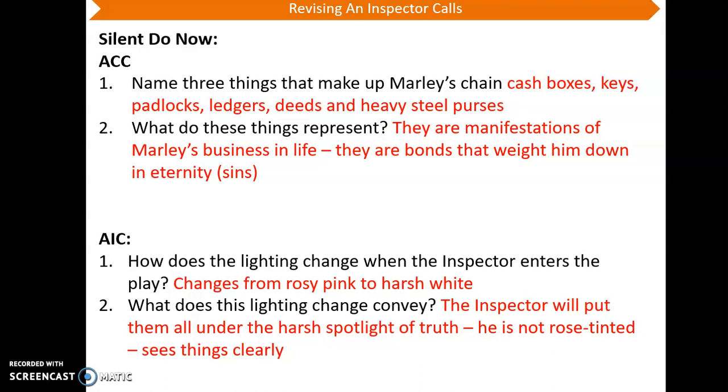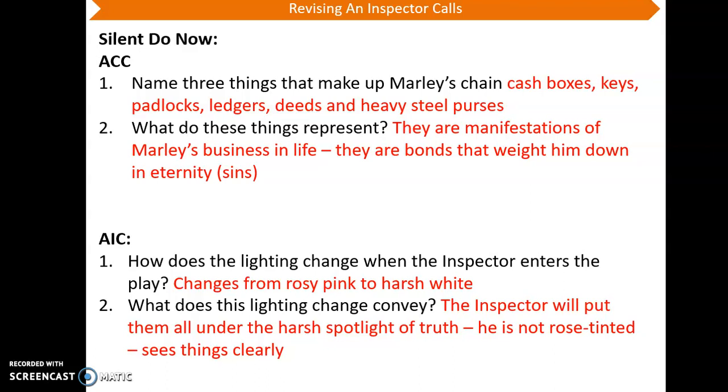They're all things to do with his business, aren't they? The business of making money and money lending. So they're manifestations or embodiments of Marley's business in life. And these things have become the bonds or the sins that weigh him down for all eternity. He is weighted down and tethered because he was not a better human being in life.